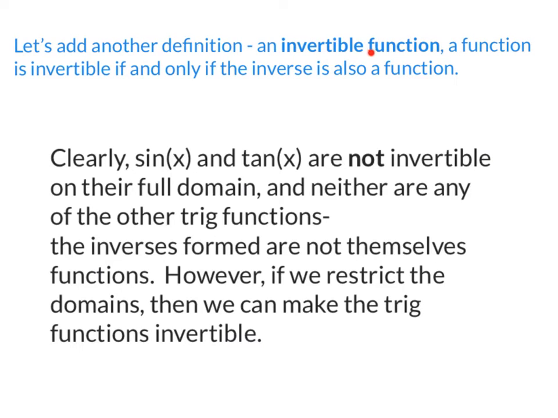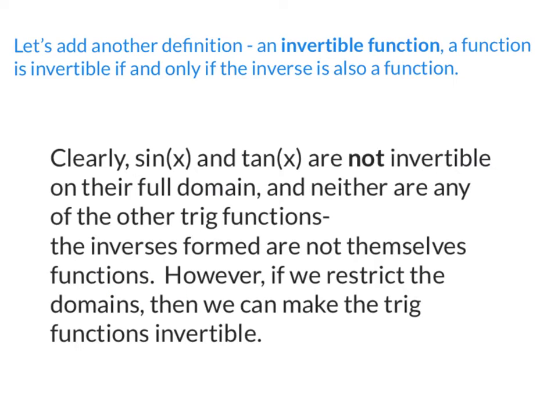Let's add a new definition. And again, you might pause on this slide so that everyone can get it. An invertible function is a function in which the inverse is also a function. So a function is invertible if and only if the inverse is also a function. Clearly sine of x and tangent of x are not, and neither are any of the other trig functions, because they're periodic. They repeat themselves again and again and again, infinitely many times. The inverses formed are not themselves functions.